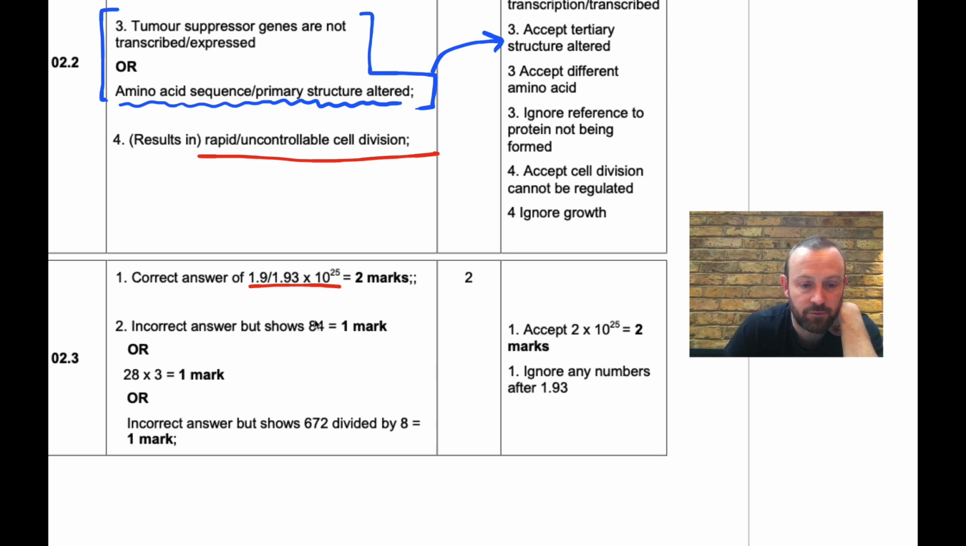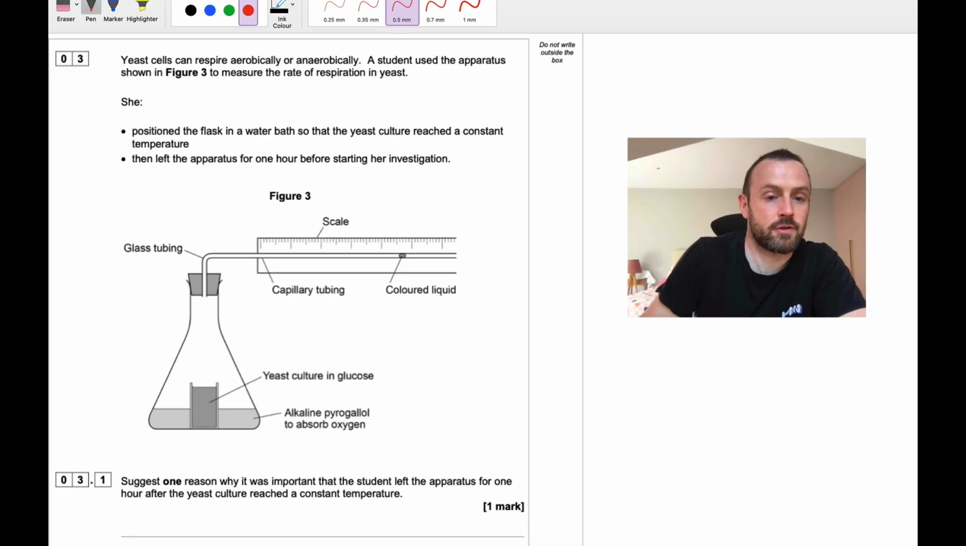If we had 84, 1 mark, or 28 times 3, 1 mark, we could have got an incorrect answer, but shows 672 divided by 8. Okay, that's just the number of, what's 672? I don't even know how you would have got that, but this is the correct answer. Okay, on to question 3.